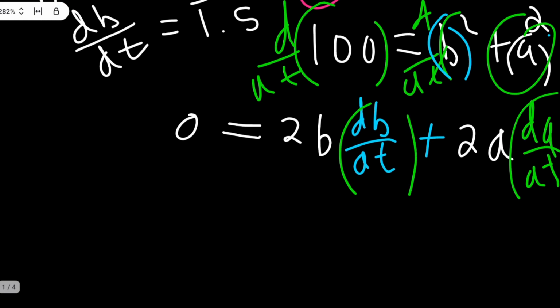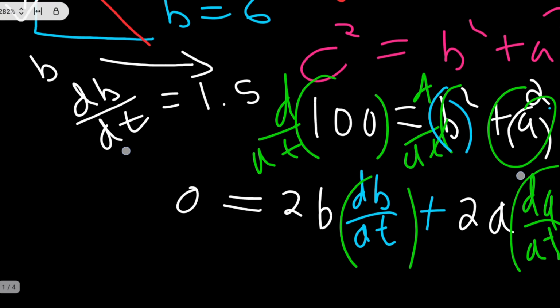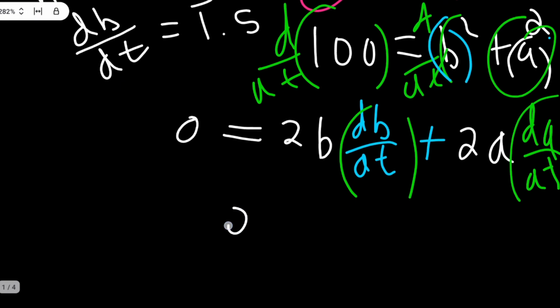So now we don't know what b is. So that's where some problems come in. But guess what it says? The problem says when the bottom is 6 feet from the wall. So it's basically saying find this rate when b equals 6. Perfect. Now we can plug this in. 2 times 6, right? And then db over dt gives us it. It's 1.5.